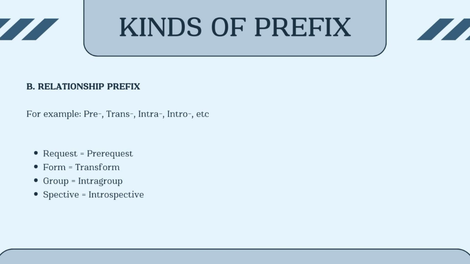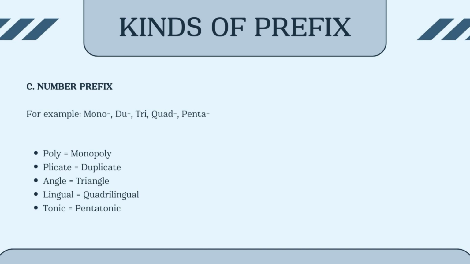Spective becomes introspective. And we have number prefixes like mono, du, tri, quad, penta. Here we have the word monopoly. Poly becomes monopoly. Plicate becomes duplicate: from plicate, we add the prefix du, and the meaning is you duplicate something, you double something. And angle, if we add the prefix tri, triangle means three, literally three angles, like three-sided.